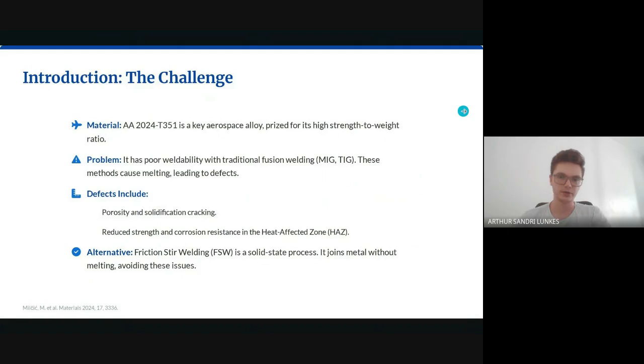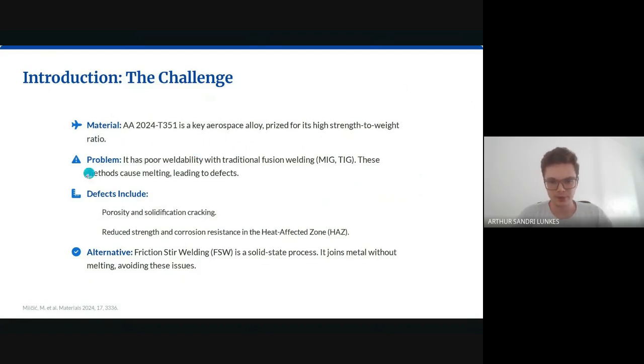Aluminum is a very useful metal in industry because it has a high strength to weight ratio. So it's very useful in different industries like aerospace, aeronautic, and automotive. So aluminum is a very useful metal.